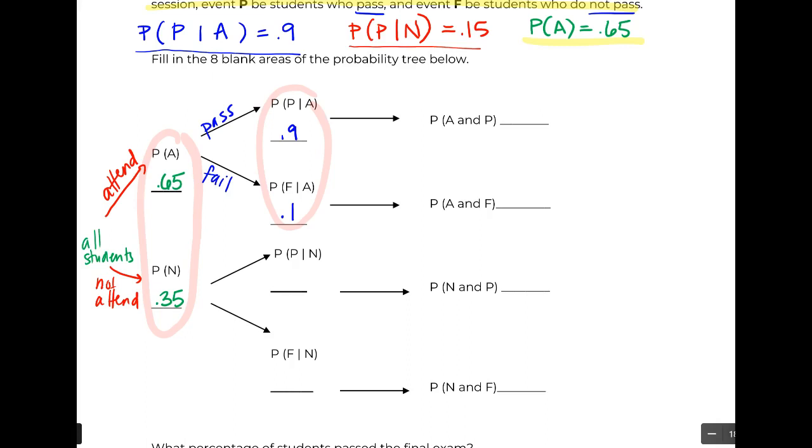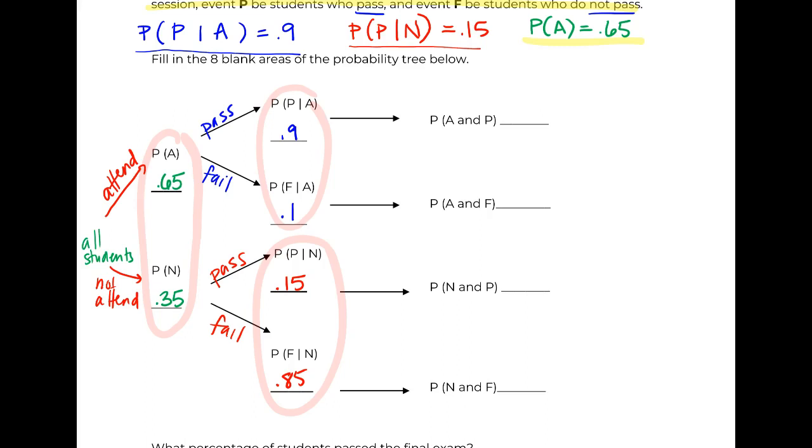Again, we now know of all the people who didn't attend, they also have two options. They could pass or they could fail. And their pass rate is only 15%, which means 85% of them fail. So all of these pieces are basically going to be given to you, and we have a bunch of different complements being used to give us a little bit more information than we had originally.